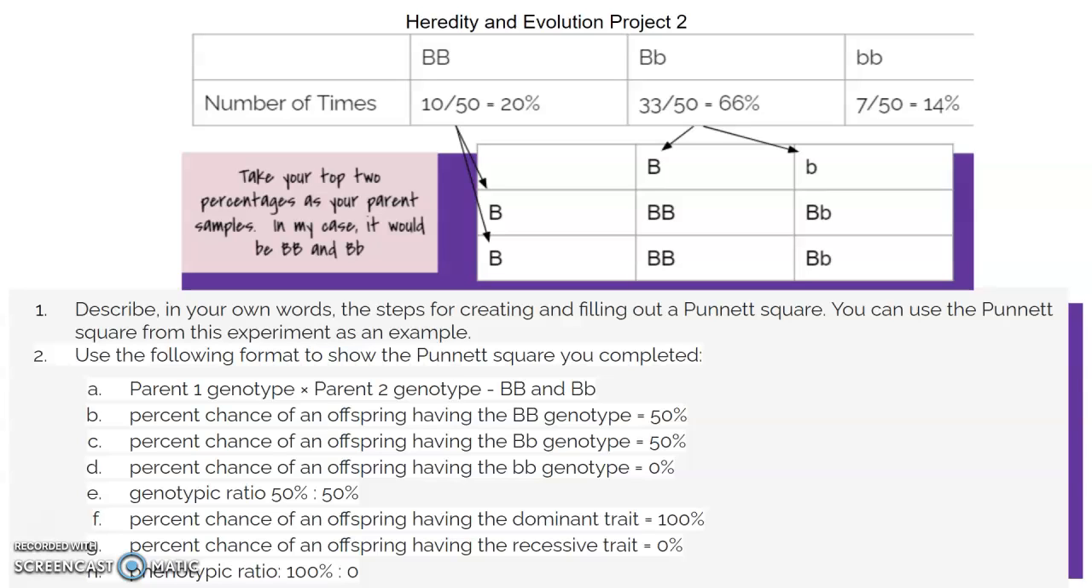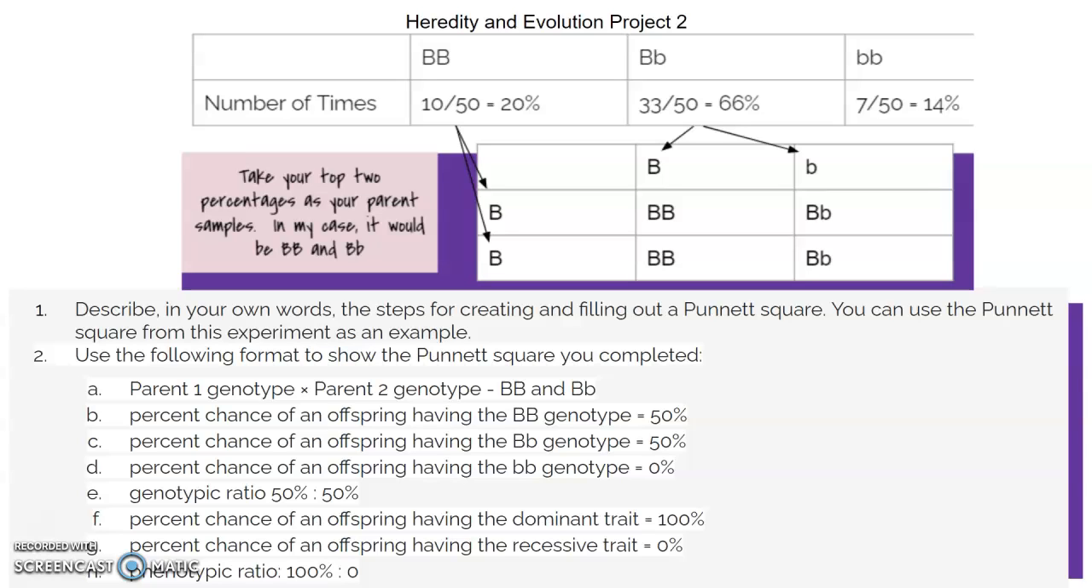So for question 1, you're going to describe in your own words the steps you took for filling out the Punnett square. And you can use this Punnett square in your description. Please make sure you're using scientific vocabulary and you're writing in complete sentences. For step 2, I plugged in my information here so that you could see, according to these results, what my information would be. So parent A genotype, or for A, parent 1 genotype and parent 2 genotype would be homozygous dominant, capital B, and heterozygous, capital B, lowercase b.